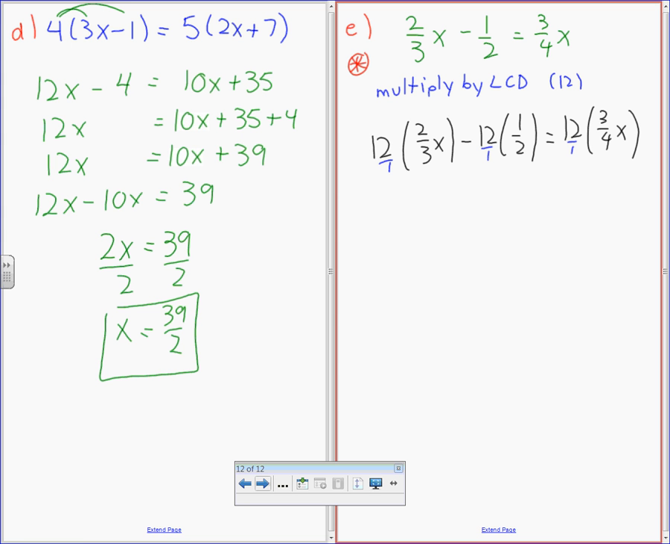12 over 1 times 2/3 is going to be what? Well, 12 times 2 is 24, good. And 1 times 3 is 3. Now this is the part you have to remember when we're doing this. Why did we multiply by this at the beginning? Why did I multiply everything by 12? What am I trying to do? Get to a whole number, get rid of the fraction. So, Megan, before I pass on you and go to the next person, what's 24 divided by 3?